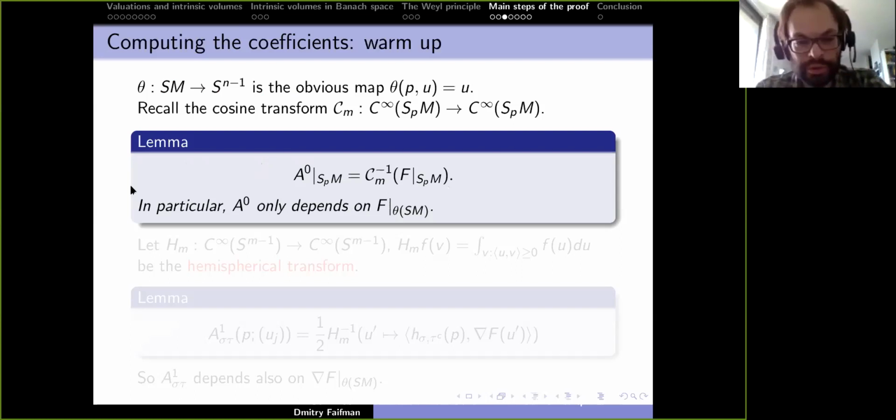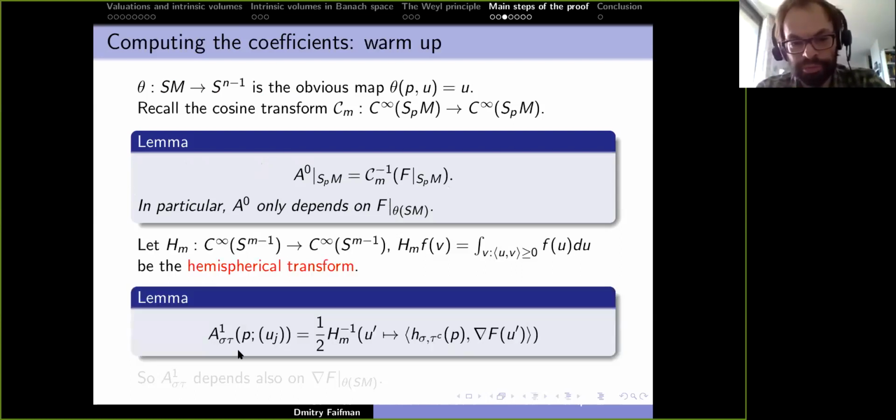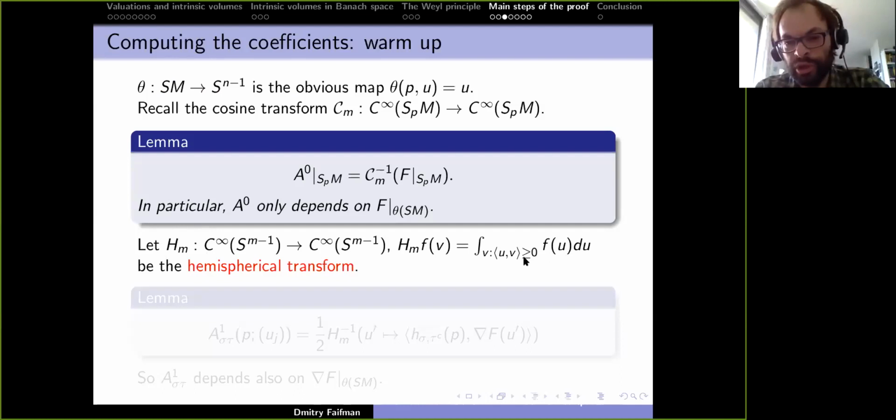Well, with the first coefficient, if you carry out some tedious computation, it turns out that you can express it in this form. Oh, here is another integral transform on the sphere, the hemispherical transform. Again, very much related to the cosine transform, the Funk-Radon transform. This one is more interested in odd functions, actually. So you integrate around half the sphere.